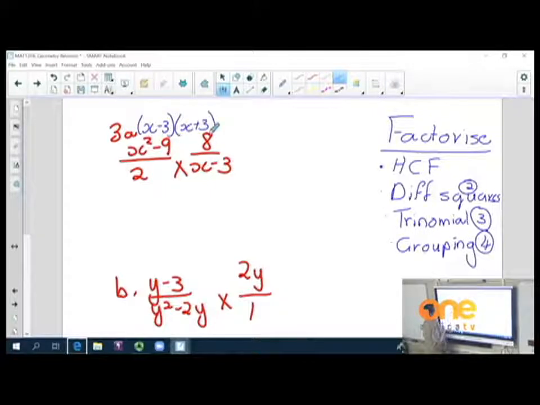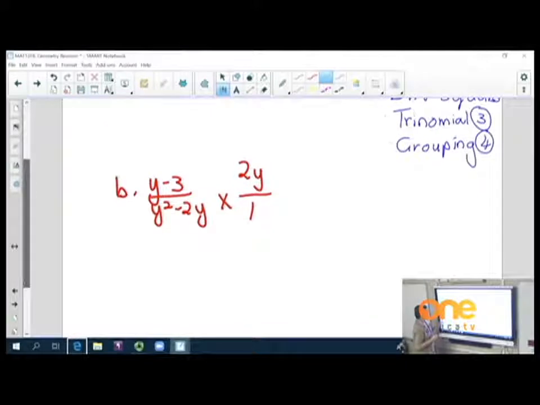I first factorize. Now I can cancel. The 2 will divide into the 8 4 times. And this x minus 3 and that one can cancel out. So there is my final solution for that one.